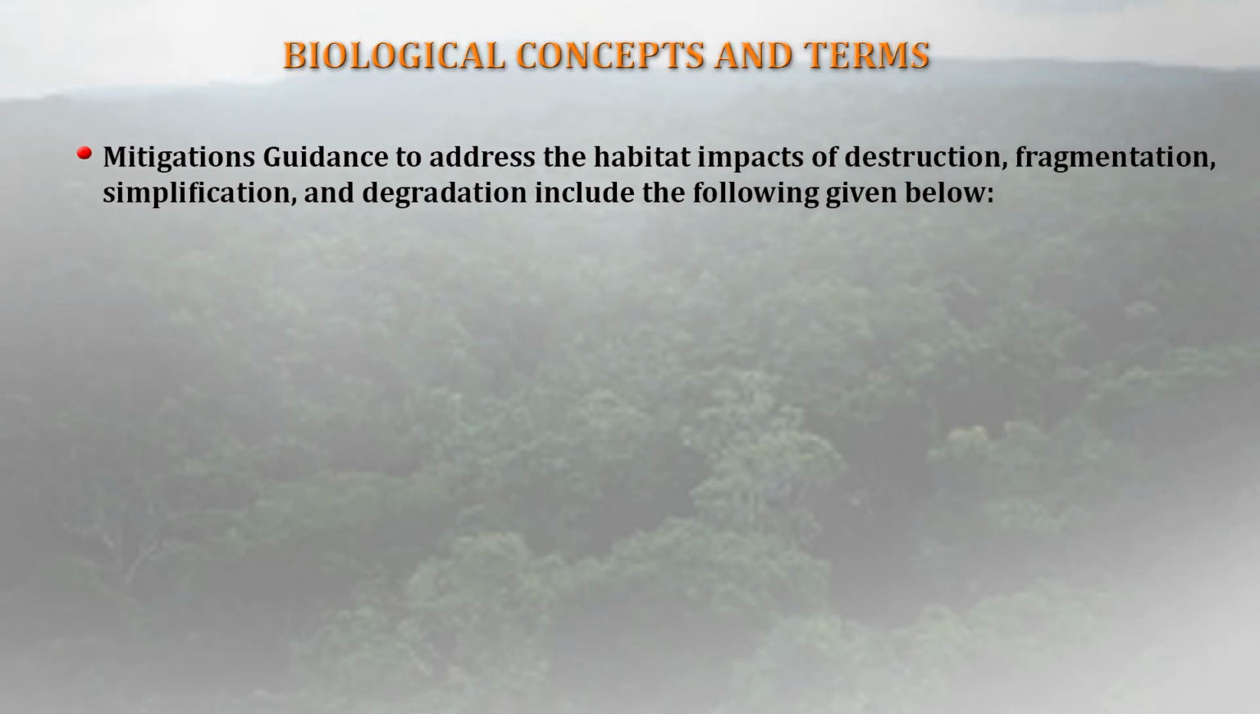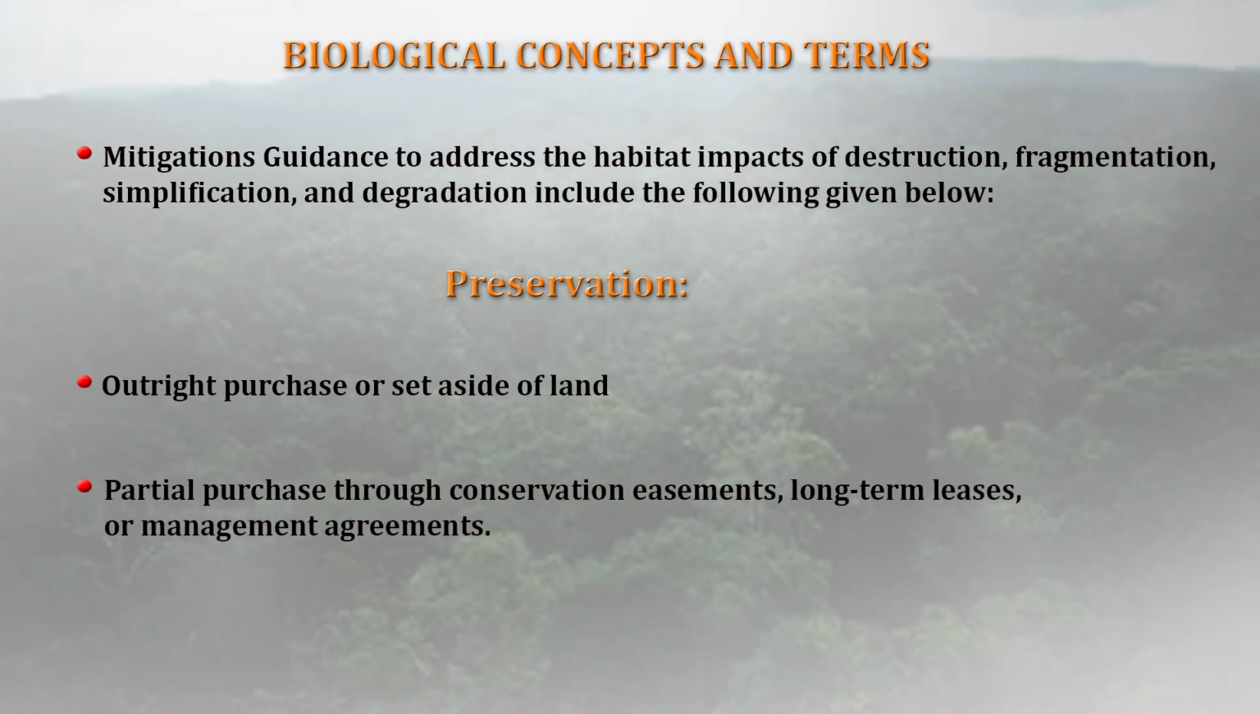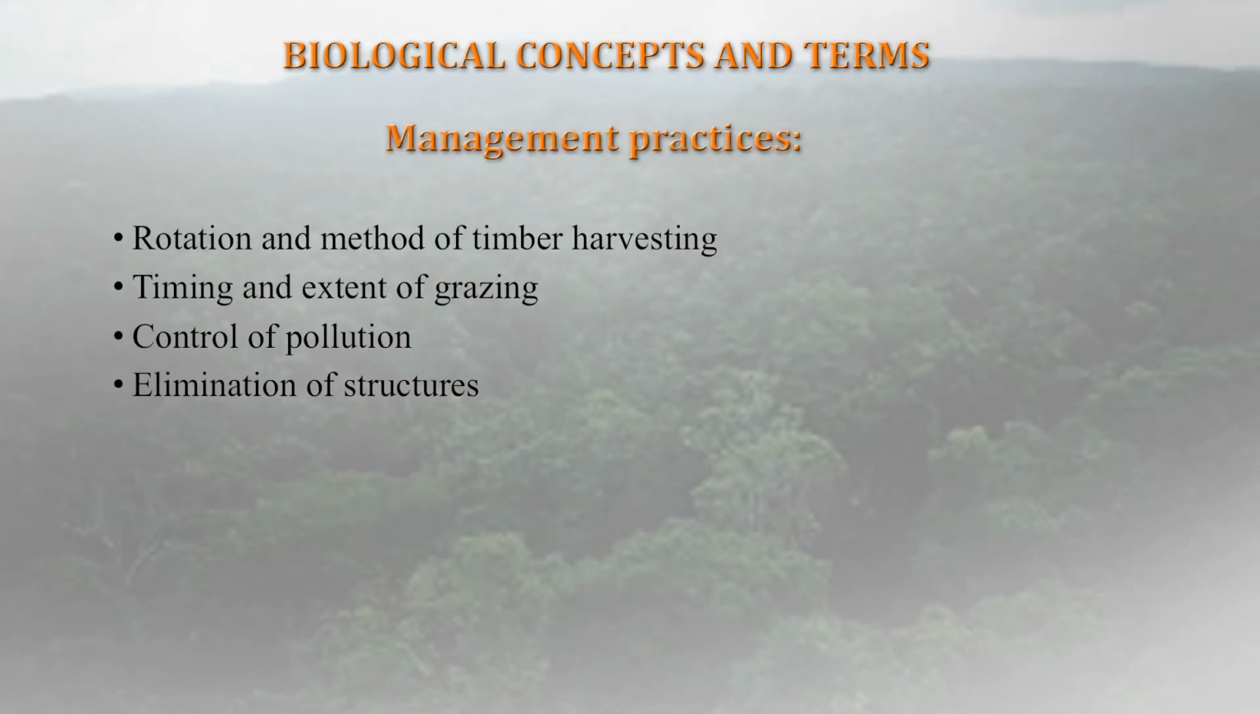Mitigations will also involve the guidance to address the habitat impacts of destruction, fragmentation, simplification and degradation that can include the following. For example, preservation: the outright purchase or the set aside of the land, partial purchase through conservation easements, long-term leases or management agreements. The management practices can also involve the rotation and method of timber harvesting, timing and extent of grazing, control of pollution and elimination of structures.